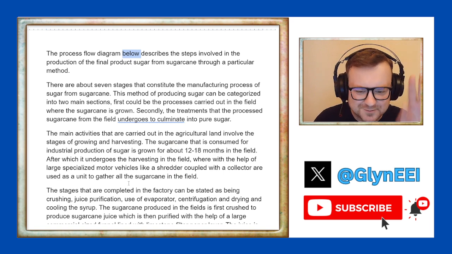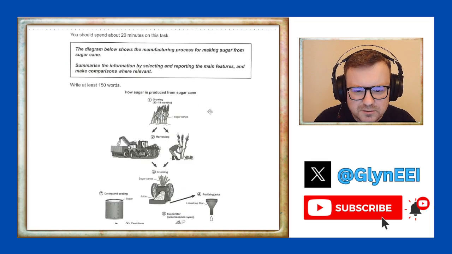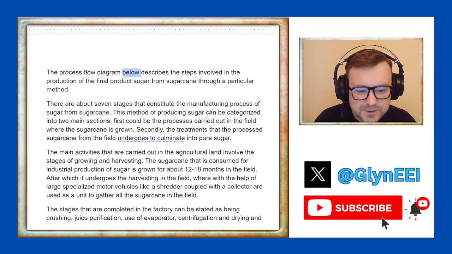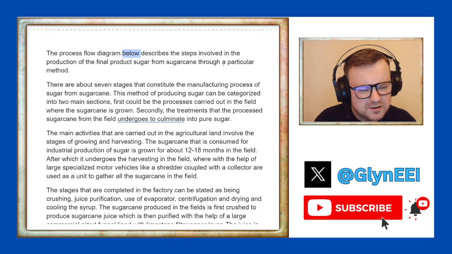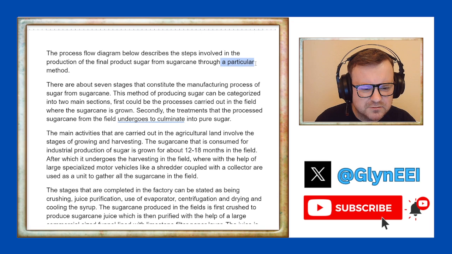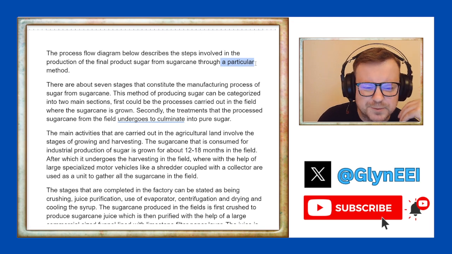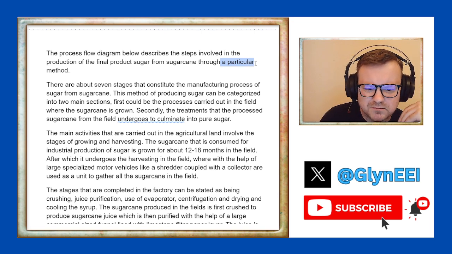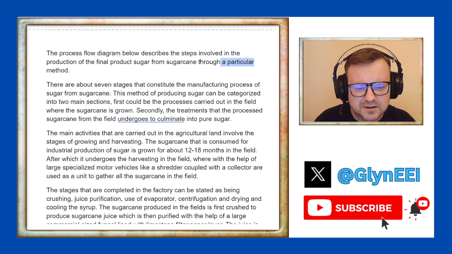Just the diagram, the process diagram describes the steps involved in the production of the final product, sugar from sugarcane, through a particular method. I don't know about this through a particular method. It sounds vague. I don't know what you mean through a particular method. I think we can just take this off now. In the production of the final product, sugar from sugarcane. It's enough.